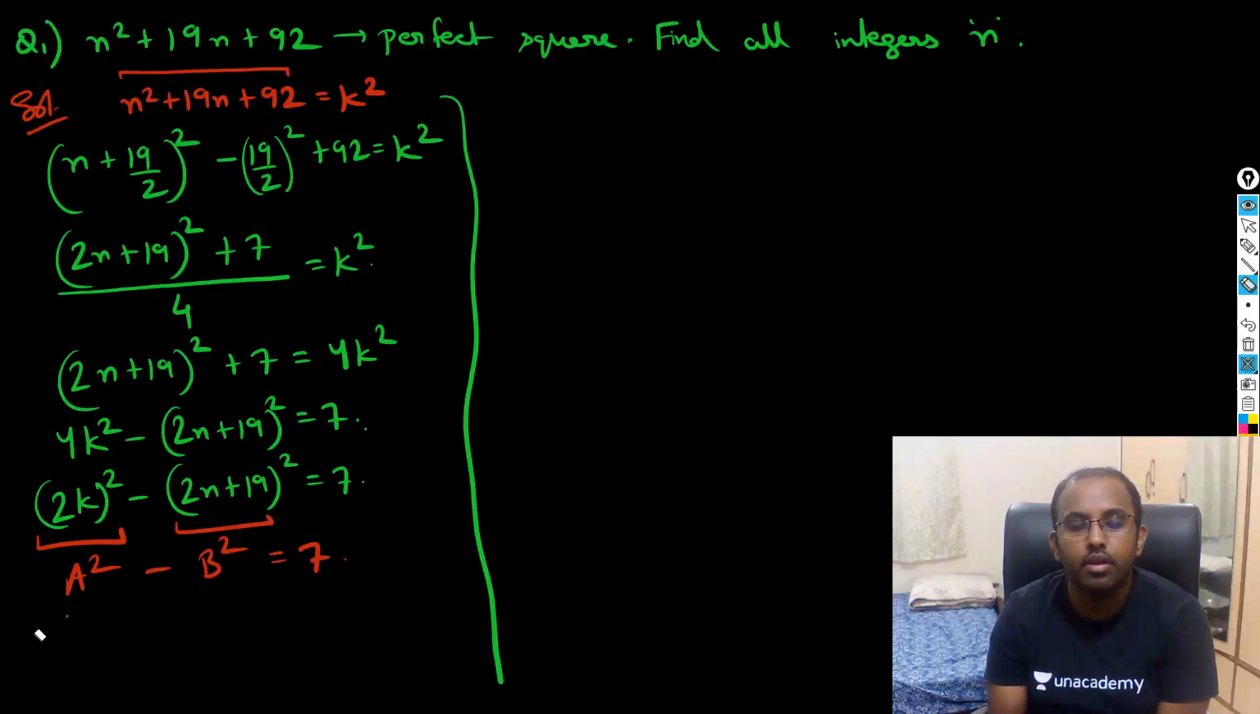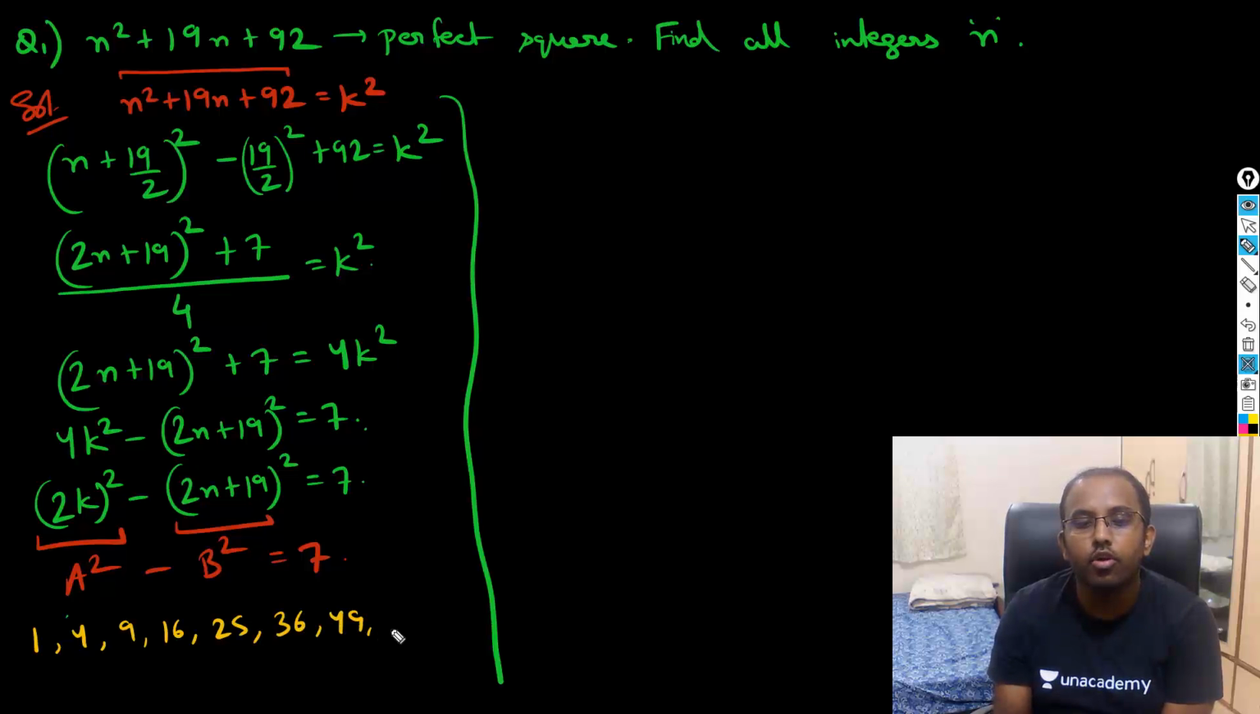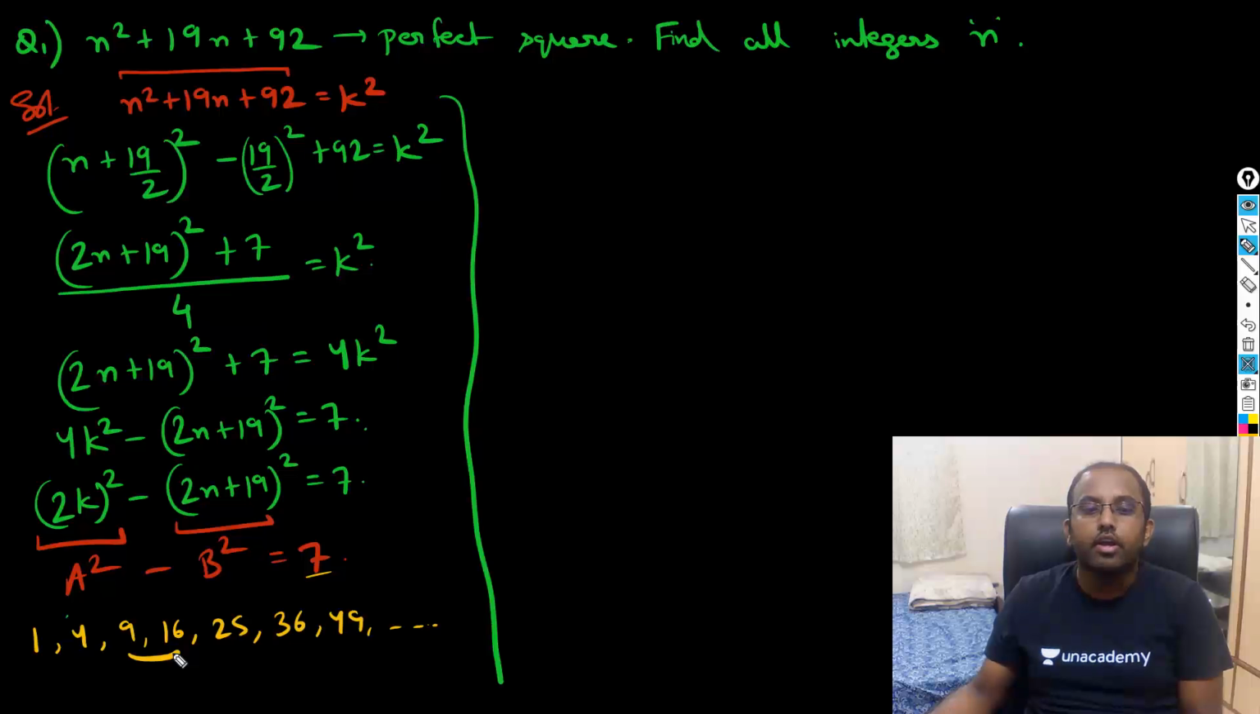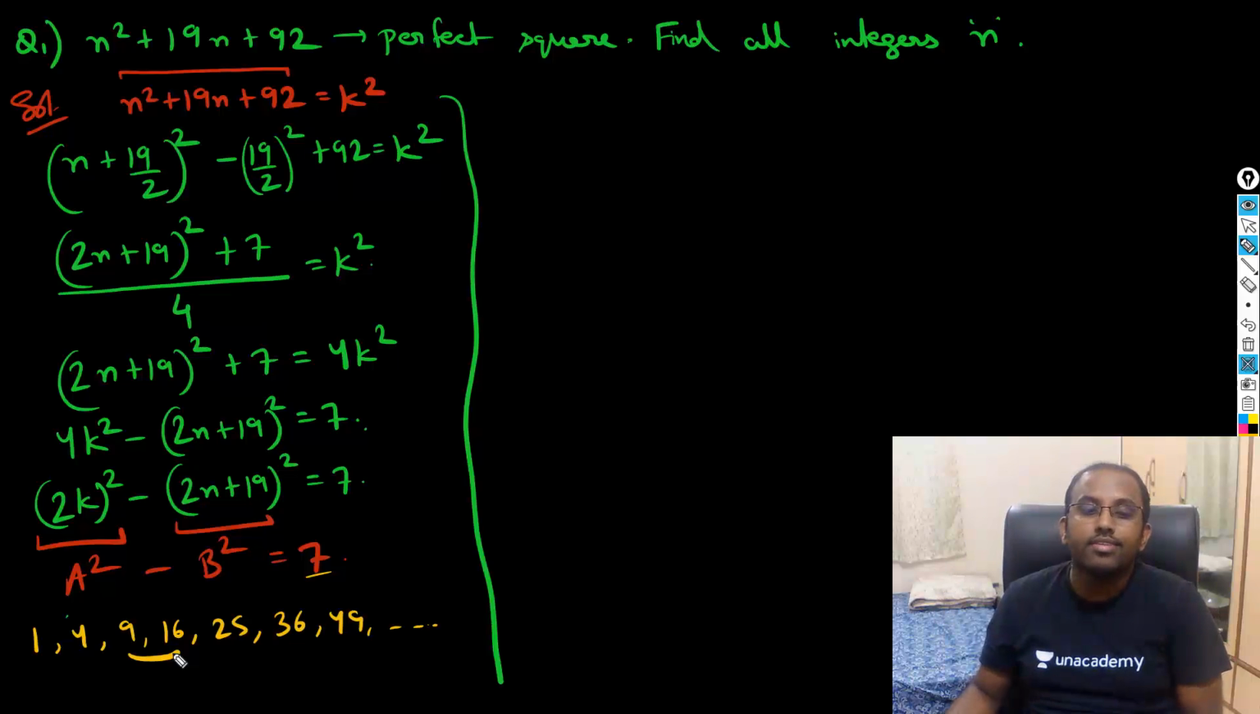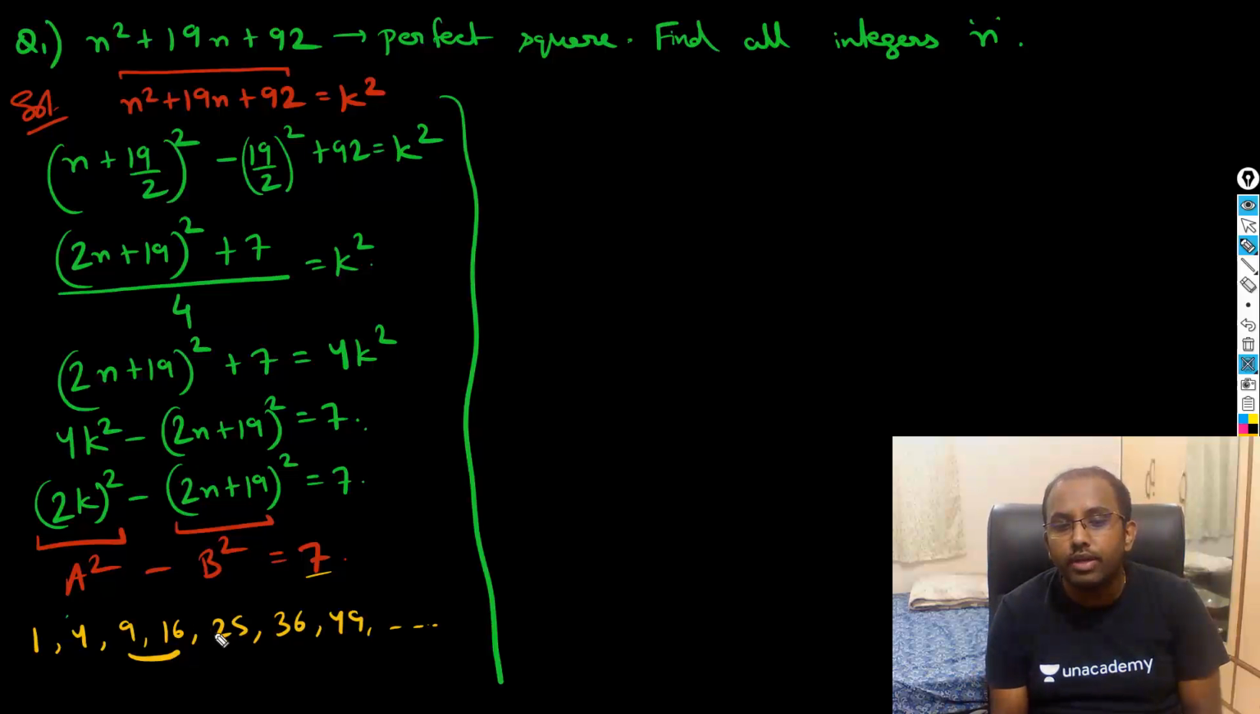Fine. For example, you can just put down the values here, like perfect squares 1, 4, 9, 16, 25, then 36, then 49. You observe that a difference of 7 will only be in this case, 9 and 16. You won't get a difference of 7 in the other cases. Why? Because otherwise the difference will keep on increasing.